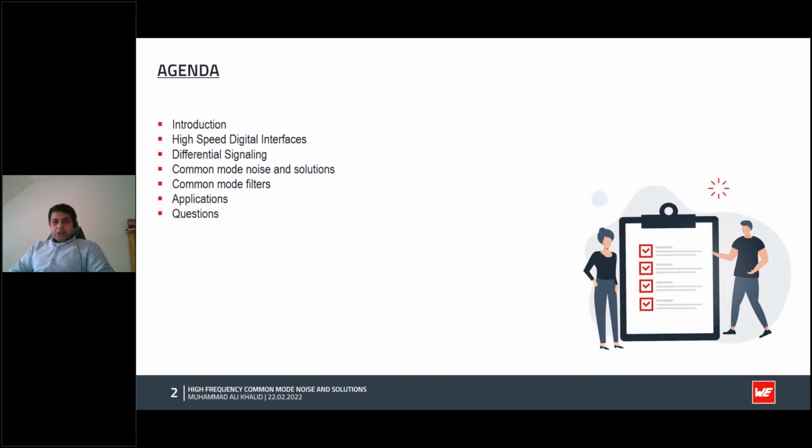So here is the agenda of today's webinar. We will start off with the digital interfaces and the differential signaling. Then we will talk about some noise issues and what are the existing solutions. And then we will introduce a totally new technology, specially designed for the 2.45 gigahertz common mode noise. And in the end, we will take a brief look at the applications which are related to this technology.